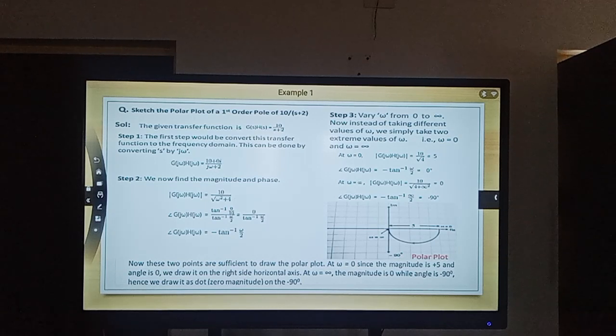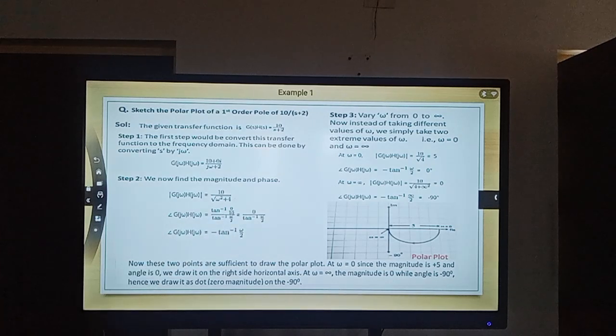Next, when I substitute omega as infinity, what is the magnitude? 10 divided by root of 4 plus infinity square, so it will become 10 divided by infinity, which is 0. Likewise, the angle is minus tan inverse of infinity by 2. When the tan angle is infinite, it is 90 degrees, so it will become minus 90 degrees. So now we have to plot.